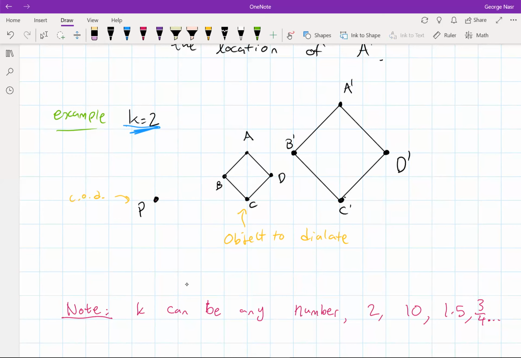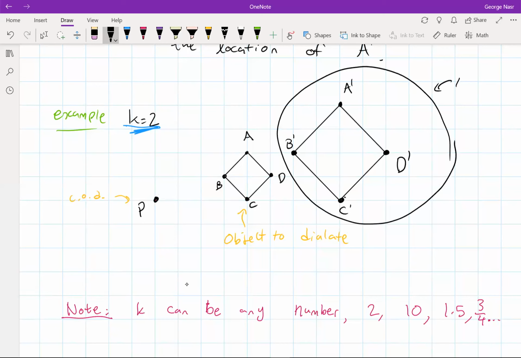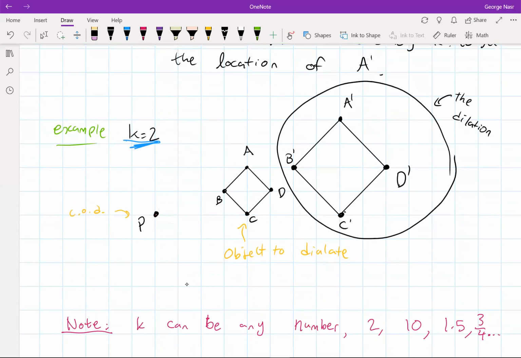Okay, and that's it. This is the output of this transformation. So with k equals 2, a center of dilation P, and an object to dilate, this guy right here is the dilation that we got. And as a quick note, k doesn't have to be a number that looks like an integer like 2 or 10. It can be a decimal, it can be a fraction smaller than 1, it can be any number you want.